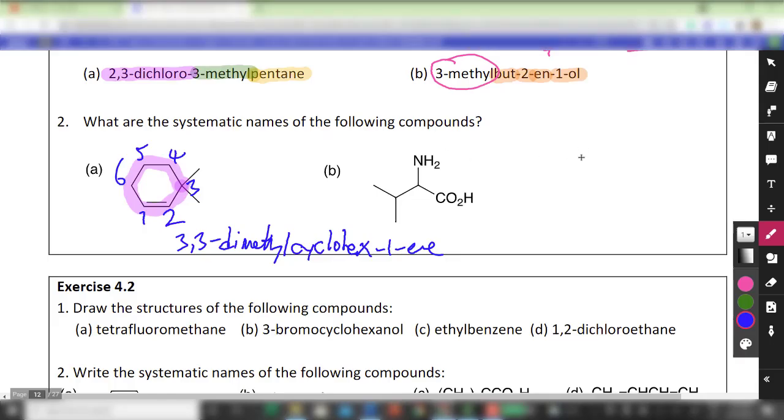So how are we going to name this particular compound? Again, we do the same thing. Earlier on, if you remember, carboxylic acid takes precedence. So that's carbon number 1, 2, 3, and then 4. So again, this is some form of butanoic acid.